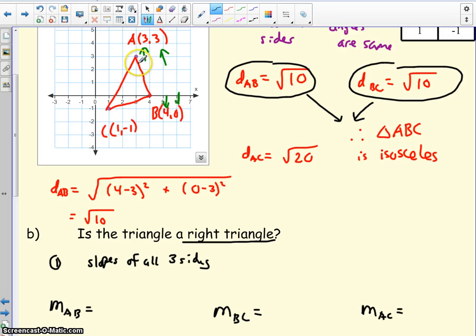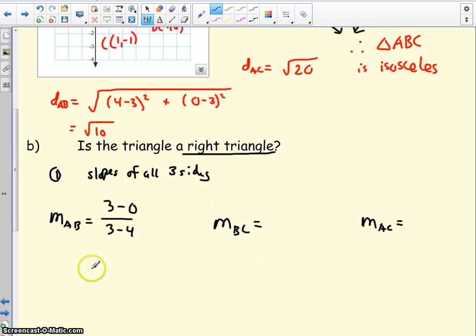So the slope of AB is going to be rise over run, so I'm going to have y2 minus y1, which is 3 minus 0, over x2 minus x1, which is 3 minus 4. So that's going to give me 3 minus 0 is 3, 3 minus 4 is negative 1, so I get a slope of negative 3. Okay, I'd like you to take a second, repeat this process, find the other two slopes, and then compare them to each other.